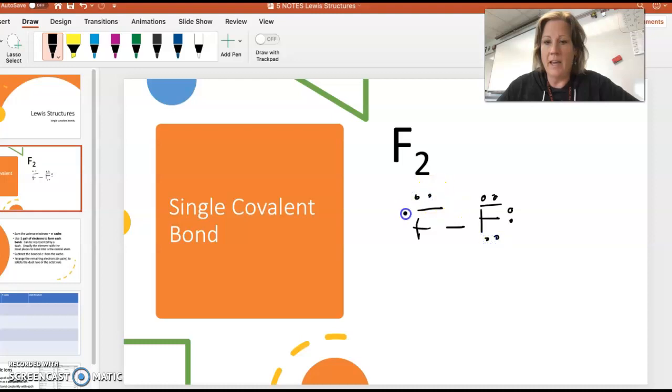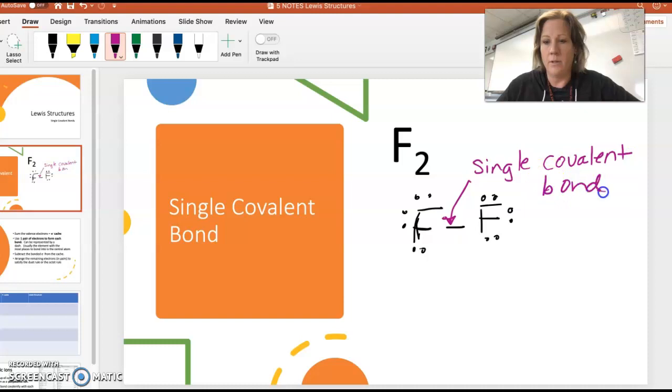So notice that right here is what we call a single covalent bond, which is one line like that, and it is the same as 2 electrons.